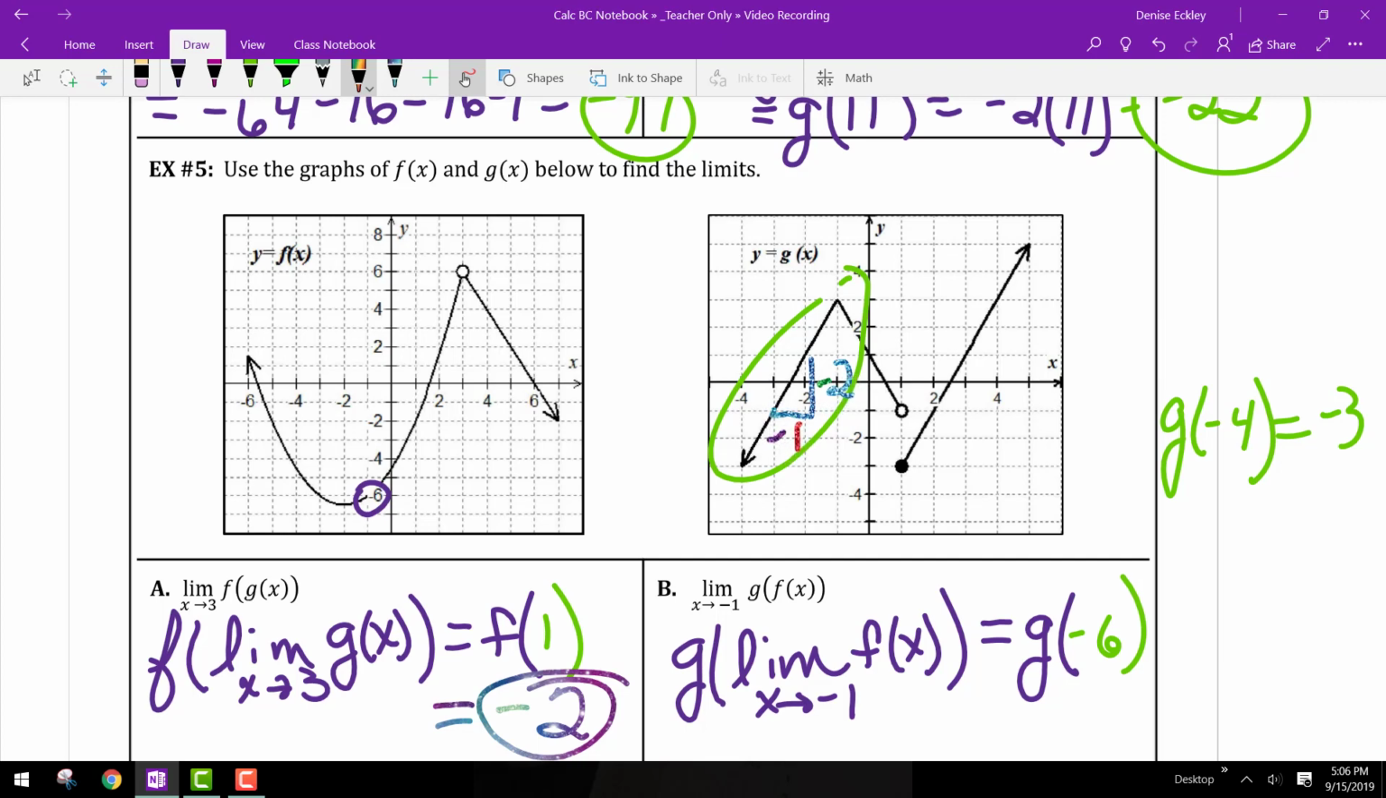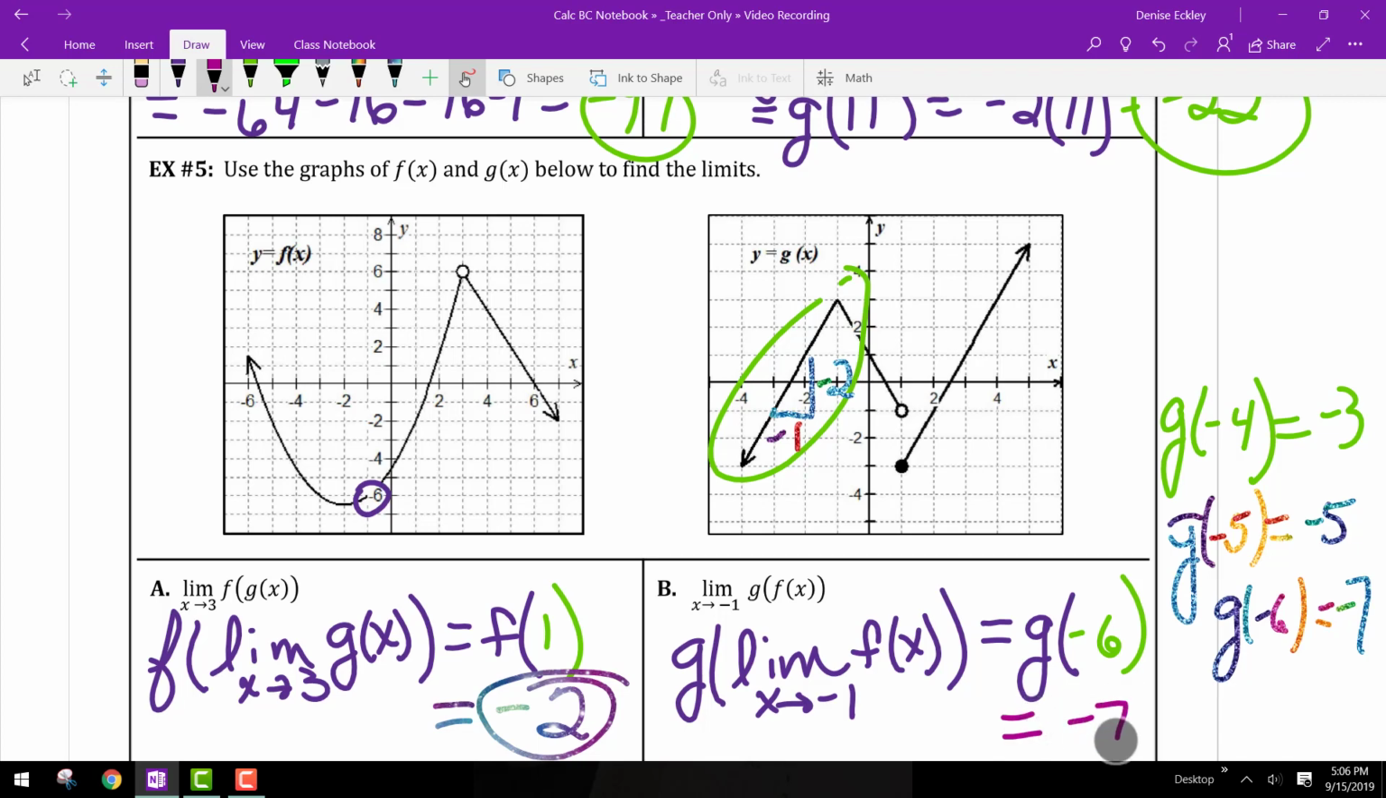of negative 2. So that would make g of negative 5 negative 5, and g of negative 6, negative 7. So that's what we're going to substitute in for our value of our limit. So g of negative 6 is going to equal negative 7, and that's the limit of our composition.